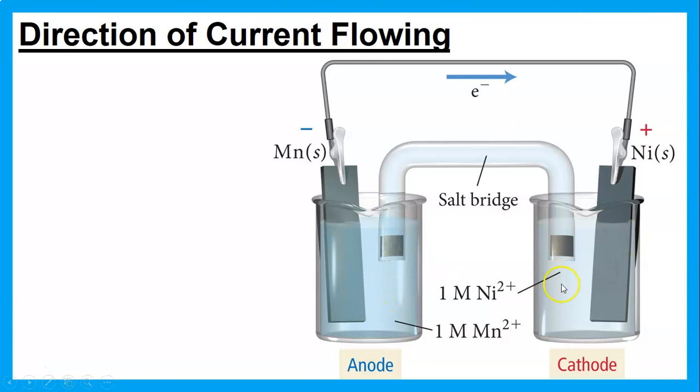We have a solution in each beaker. This one has 1 molar manganese ions, and this one has 1 molar nickel ions. It's important that it's 1 molar because that means it's a standard cell. Remember, the concentration matters. You're going to notice that we've connected them by something called a salt bridge. We'll talk about that in a little bit.